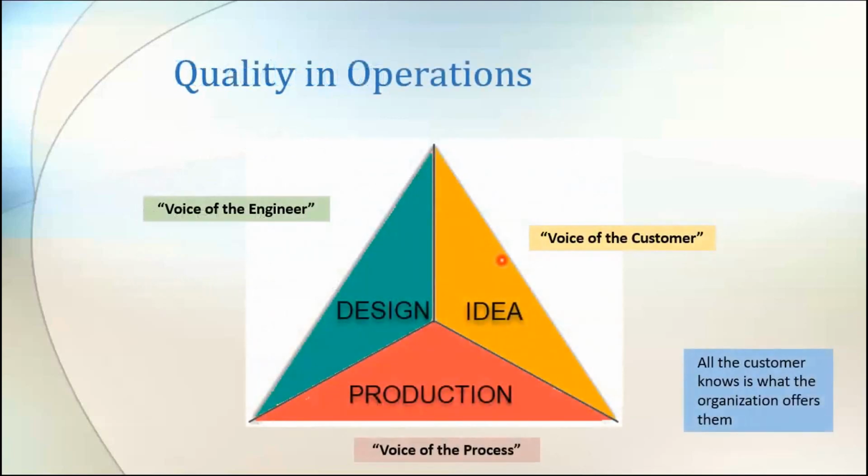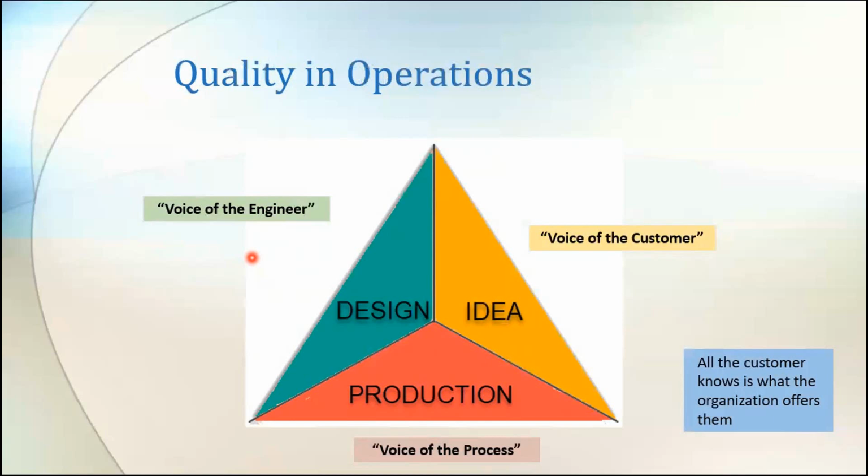So when we talk about quality in operations, Deming talked about three general areas of quality. You have the idea, which is the voice of the customer's wants, needs, expectations. We have the voice of the engineer, which basically is the design. How do we interpret what the customer wants, needs, and expects into something that we can create? And then we have production, it's the voice of the process. How do we bring this design to life?